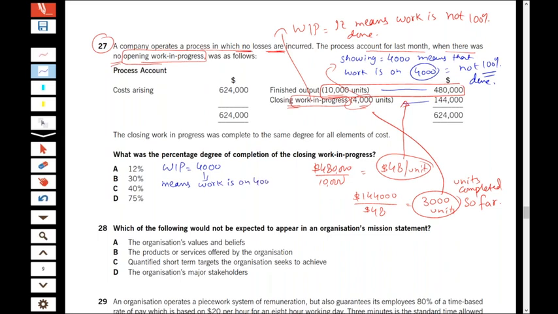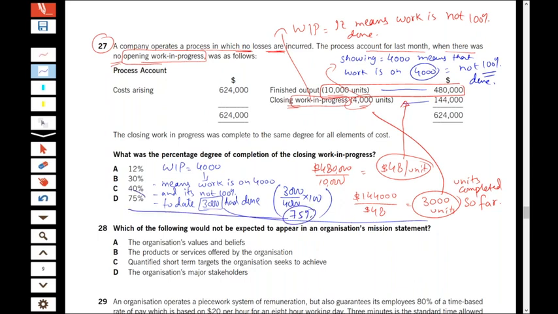And the work in progress of 4,000 means the work is on 4,000 and it's not 100%. To date, 3,000 units have been done. That means 3,000 upon 4,000 multiplied by 100, that means 75%. 75% work, it is the work to date. How did I trace that 3,000 value? The 3,000 value was calculated from the cost per unit.